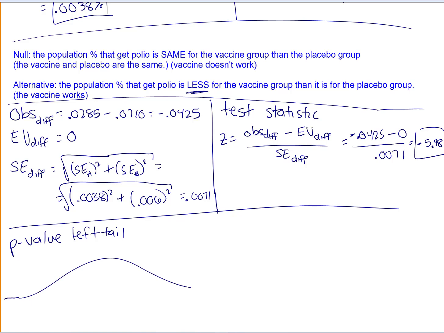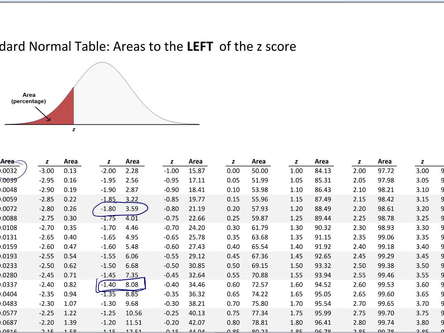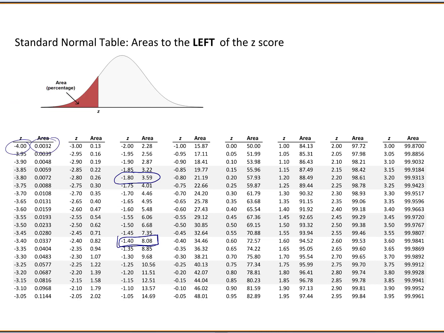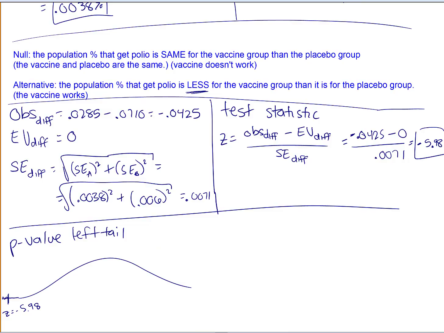I have way out here in the tail, z equals negative 5.98 is going to be way off in the tail. When I go to my normal table, negative 4.0 is as far as I go, so negative 5.98 is going to be way up here, and that area is going to be about 0. So it's going to be almost 0%. So my p-value is almost 0%.